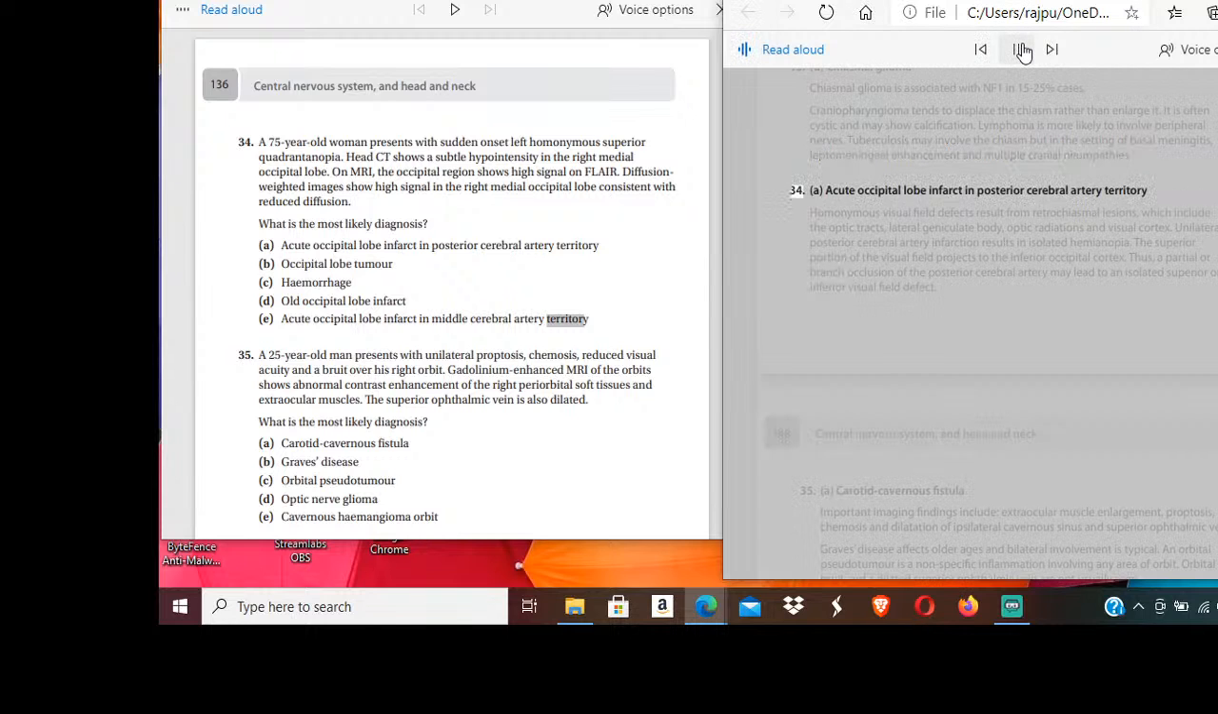34. A. Acute occipital lobe infarct in posterior cerebral artery territory. Homonymous visual field defects result from retrochiasmal lesions, which include the optic tracts, lateral geniculate body, optic radiations and visual cortex. Unilateral posterior cerebral artery infarction results in isolated hemianopia. The superior portion of the visual field projects to the inferior occipital cortex. Thus, a partial or branch occlusion of the posterior cerebral artery may lead to an isolated superior or inferior visual field defect.